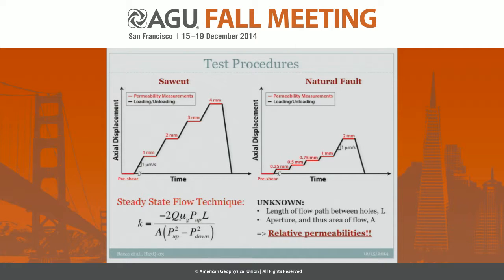And the equation down here just shows how we got the permeability in the experiments. We basically assigned a constant inflow rate and a constant outflow rate and then measured the pressure differential on that fault surface, but because the length of the flow path is unknown, basically between those two holes, and also the aperture, and therefore the area of the flow is unknown, we are looking here at relative permeability, so we are normalizing the permeability to the pre-shear measurement.